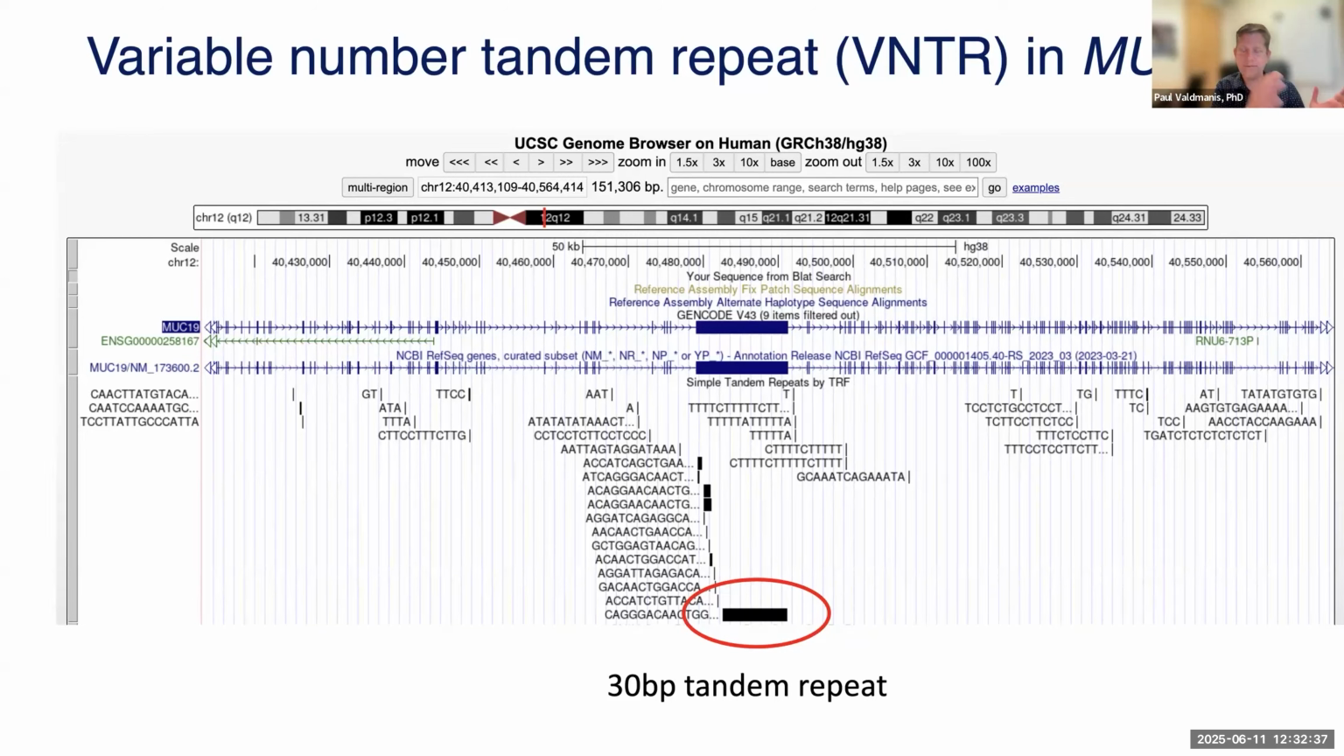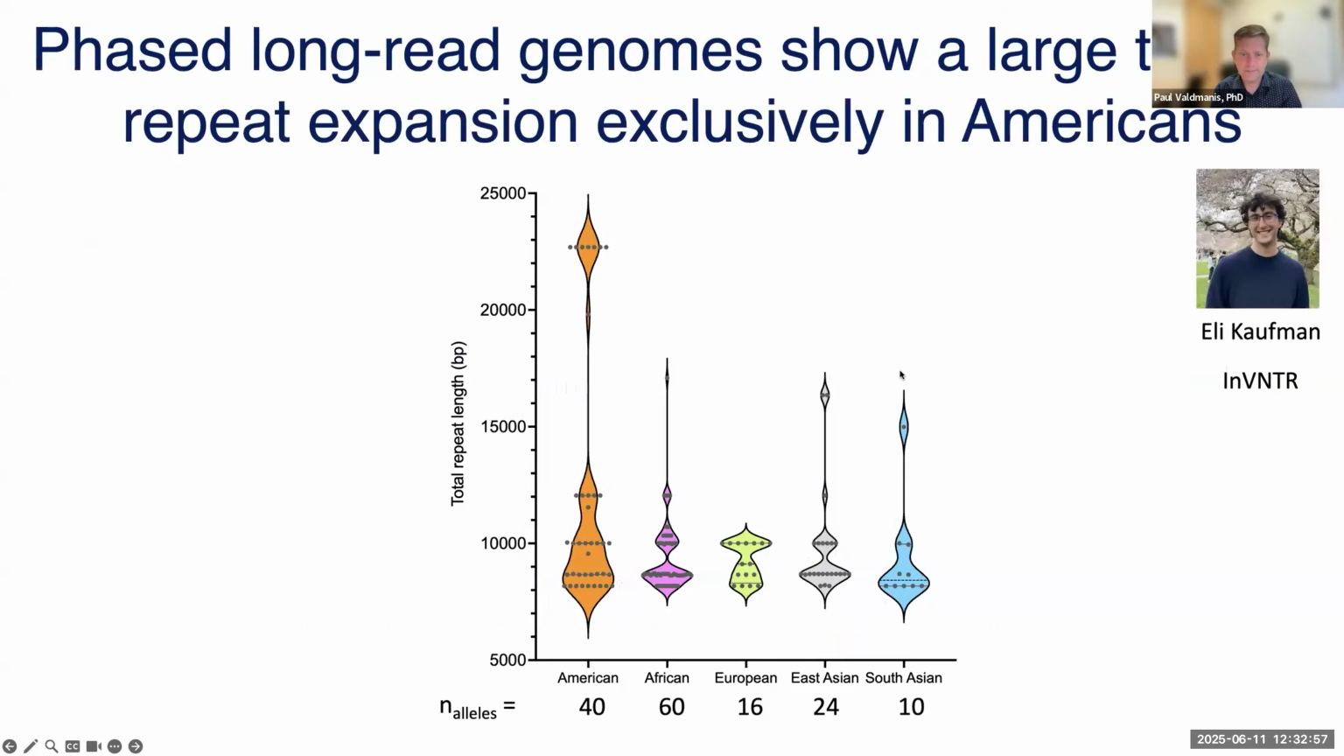So if this region has the signatures of positive selection and Denisovan introgression, and also harbors this VNTR, we wanted to see, using some of the tools that we've developed in the lab, what the length of this VNTR is, and whether this could help explain some of these signatures of positive selection. Eli Kaufman, a bioinformatician in the lab, has developed a program called INVENTOR, or Isolated Nanopore VNTRs.